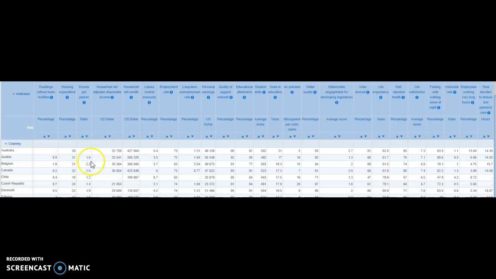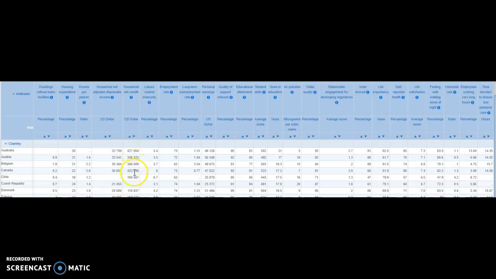I think we can make an assumption that the larger the number, the higher number of rooms and space people have got. If we move on to something like household net worth, then we're looking at figures in US dollars. And when we talk about household, it is the full income of all those in the house plus their assets, such as the house itself.